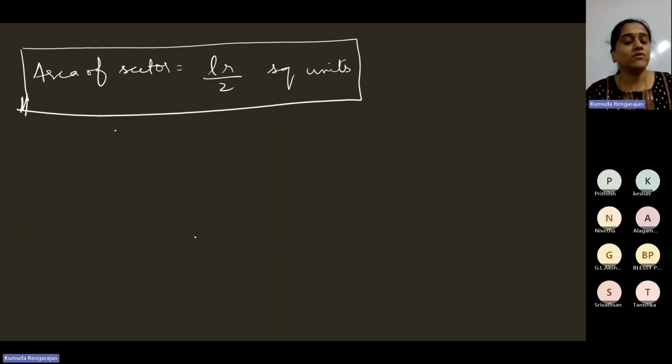Now, if you're finding the area of the major sector, then length of the major arc. If you're finding the area of the major sector, just a second.